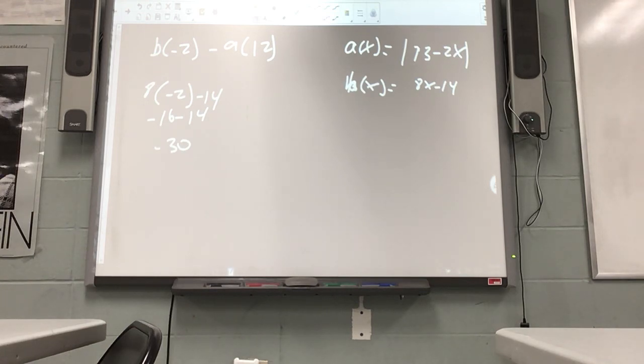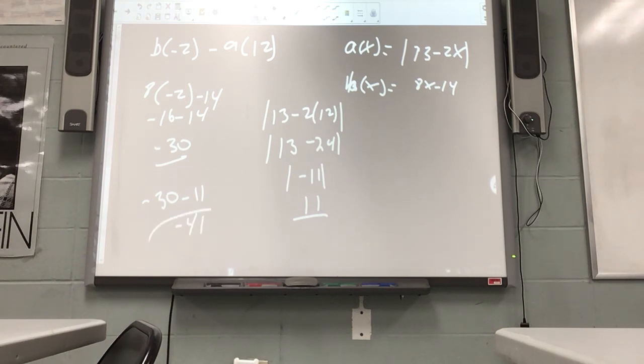Alright, so now a of 12 is going to be the absolute value of 13 minus 2 times 12. So that's the absolute value of 13 minus 24, which is the absolute value of negative 11, excuse me, thank you, Kara, that would have been bad. The absolute value of negative 11 is 11. Good. So then we have our two answers here. Now the problem says to subtract b minus a, so negative 30 minus 11 is negative 41.